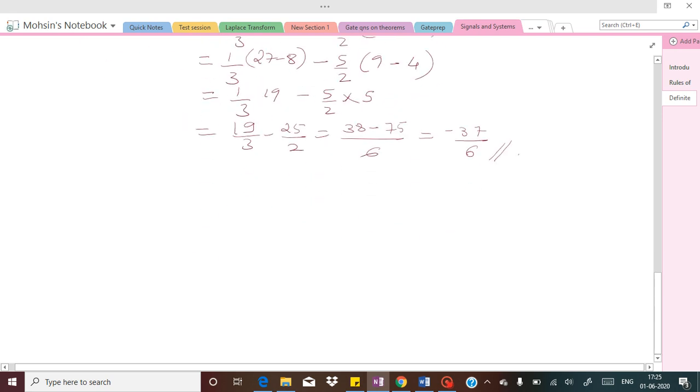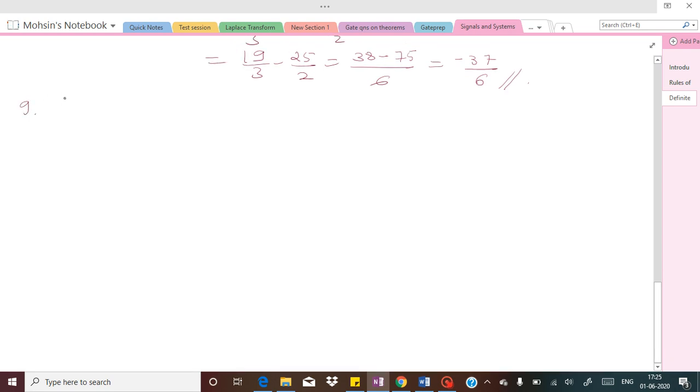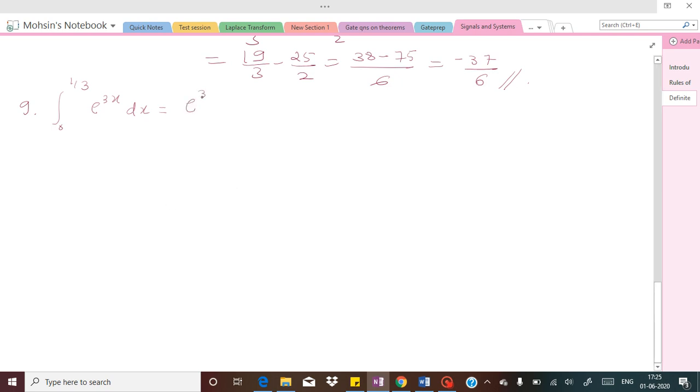Okay, so now let us take some exponential term in the integration. So example number 9 is integration between the limits 0 to 1 by 3, e raised to 3x dx. So we know that integration of e raised to ax is e raised to ax divided by a. So therefore integration of e raised to 3x is going to be e raised to 3x divided by 3 for the limits 0 to 1 over 3. Okay, so now 1 by 3 is a constant, so e raised to 3x, limits 1 by 3 and 0.